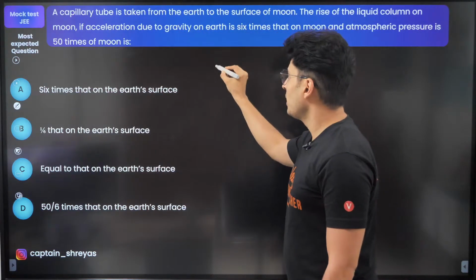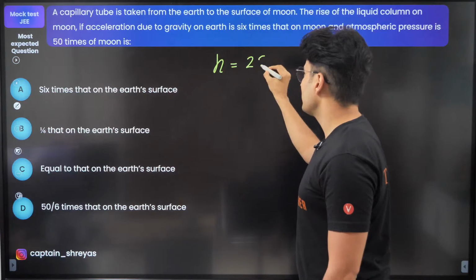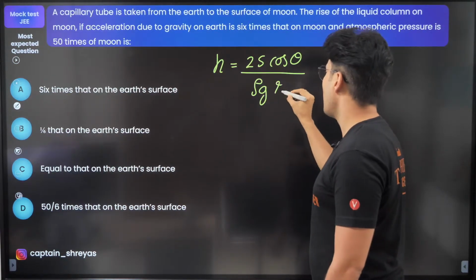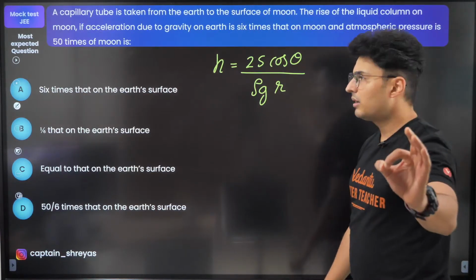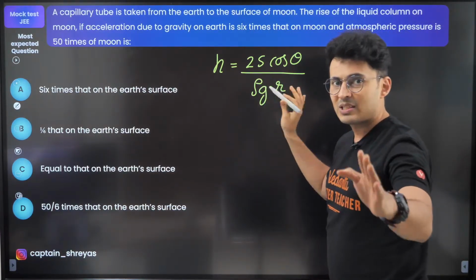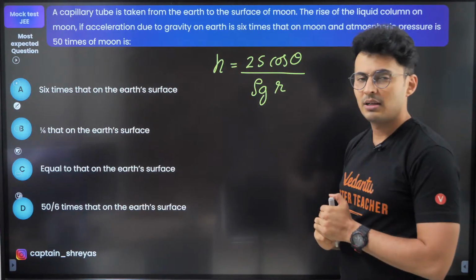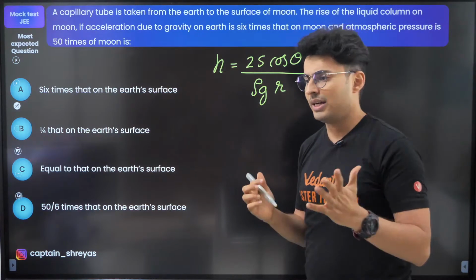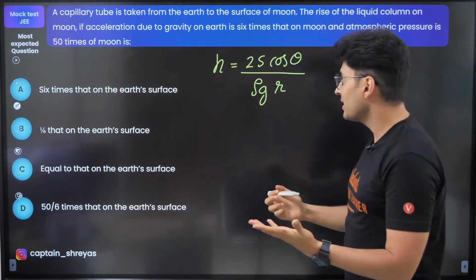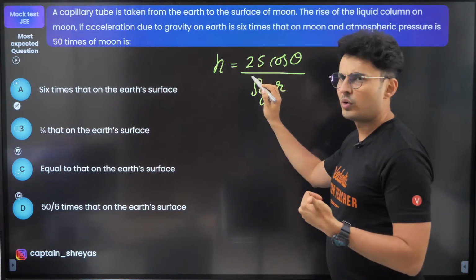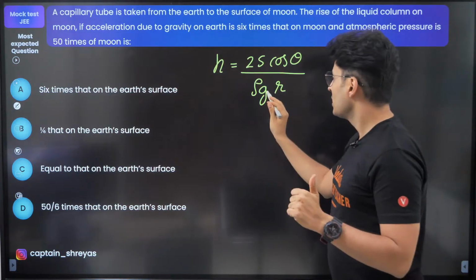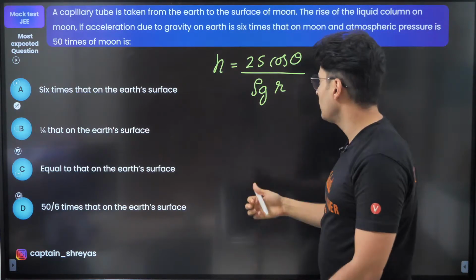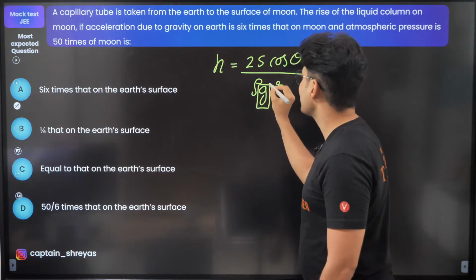See, there is a formula for height rise. The height rise formula is 2S cos theta by rho g r. In this formula, there is no place for the atmospheric pressure. The atmospheric pressure has no role to play in capillarity rise. It anyways gets cancelled out. That means surface tension won't change, angle of contact won't change, rho, which is the liquid, hasn't changed. It is the same tube, so r did not change. So what has changed? g has changed.